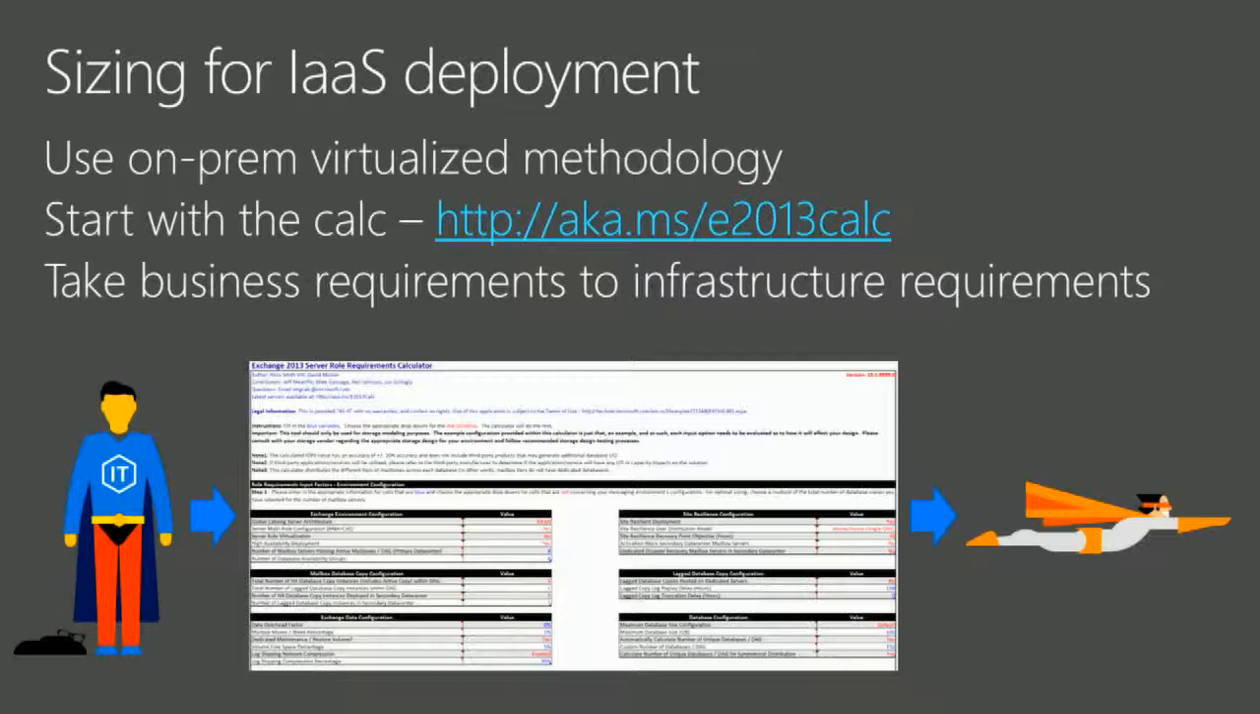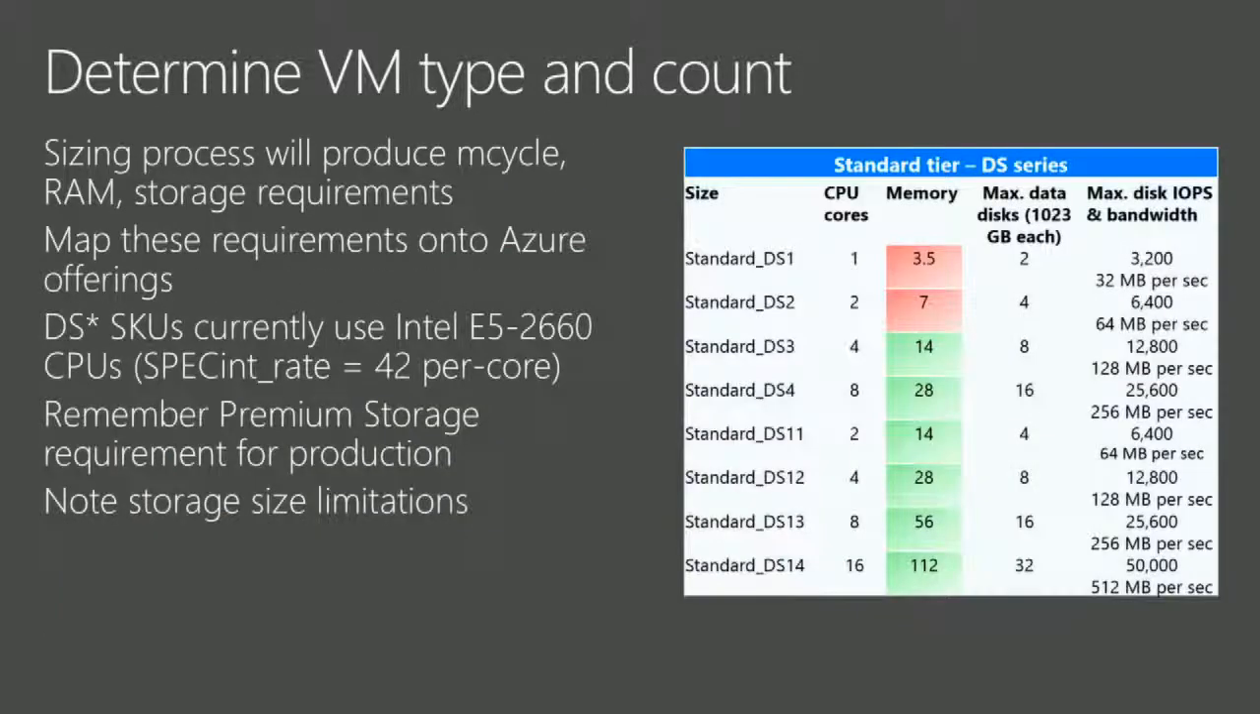And clearly that's better. So use the calculator. That's the key. So this is a list of the configuration of the DS series of virtual machines that you can deploy on Azure today. Now, I highlighted a couple of them in red, specifically in the memory column, because those ones don't meet our minimum memory requirements for Exchange. So it wouldn't be supported to deploy on those sizes.